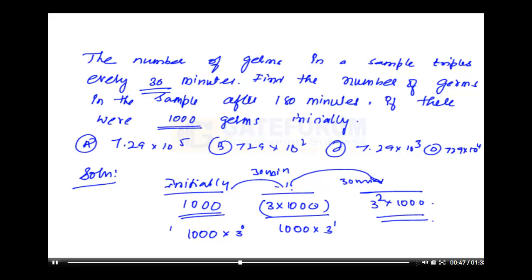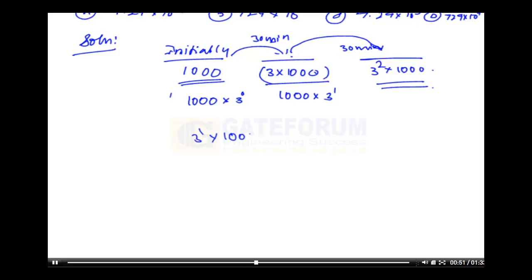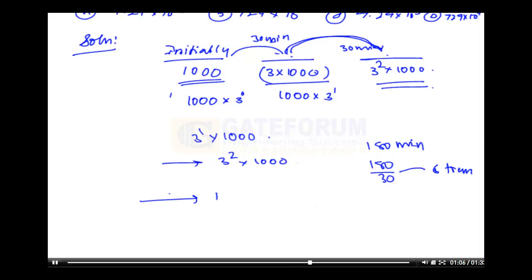So, after 30 minutes, that means after one transaction, it is 3 power 1 into 1000. Now, after two transactions, it is 3 square into 1000. Now, we need the number of germs after 180 minutes. 180 minutes is nothing but 180 by 30, that is 6 transactions. So, after 6 transactions, the number of germs will be 3 power 6 into 1000.